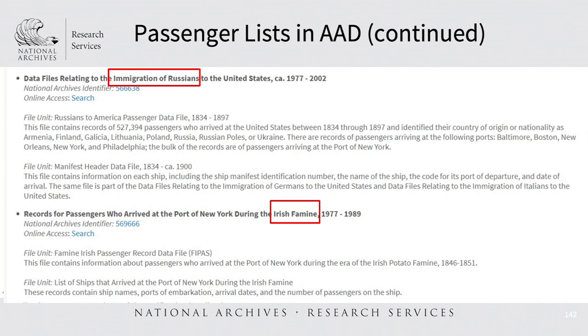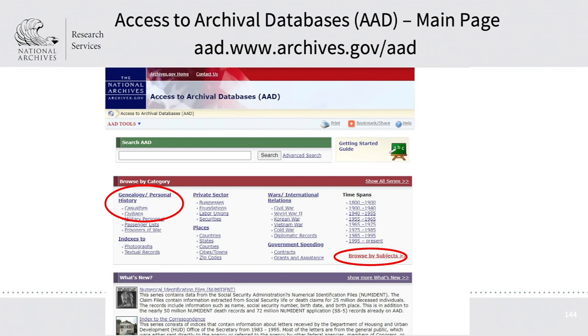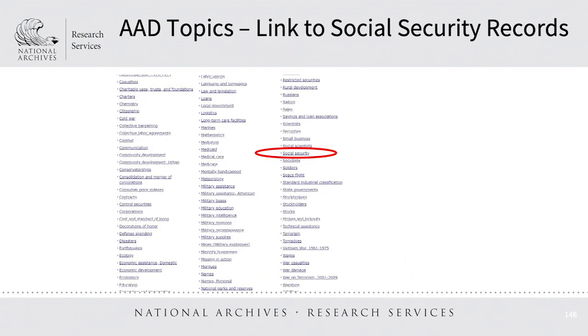Okay, now let's go in and do a sample search in AAD. So from the genealogy main page under tools, click on search AAD. And here's the main AAD screen. As you can see on the left side, there's a genealogy and personal history heading. And if you don't find what you're looking for here, you can click on browse by subjects, which is circled on the right. Here's the top half of the list of subjects. And here's the bottom section.